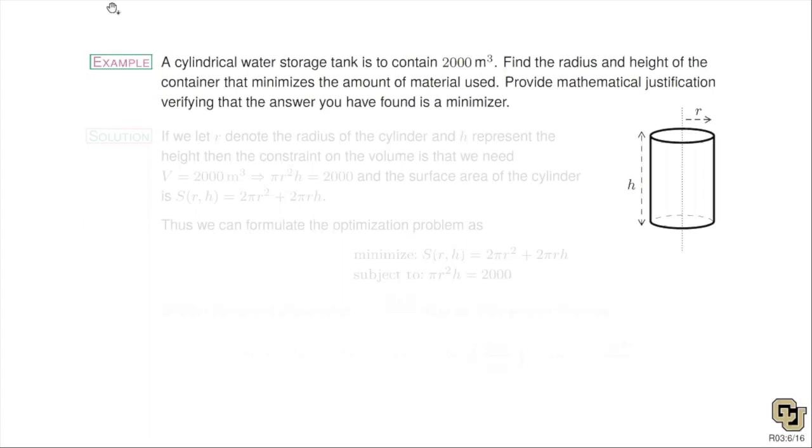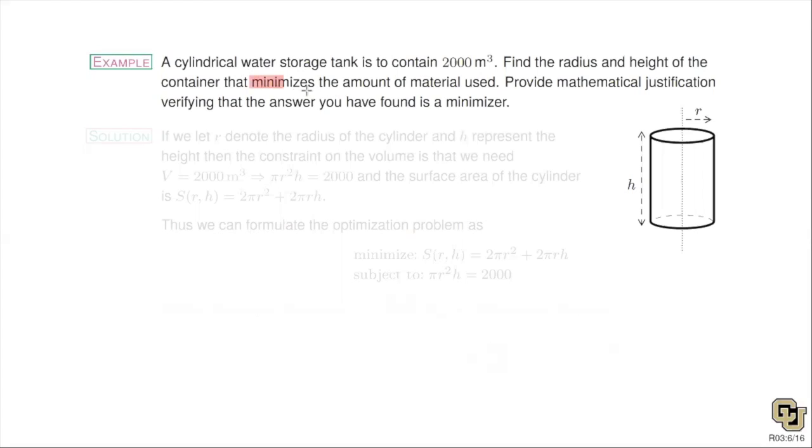So the first thing is to realize that sometimes the brain gets a little agitated with word problems. That's okay. And so now the thing is to carefully read the problem at least 2 times, I would say. So when I read the word problem, I'm looking for keywords. So here it says a cylindrical water storage tank is to contain 2,000 meters cubed. Find the radius and height of the container that minimizes the amount of material used, and then provide mathematical justification.